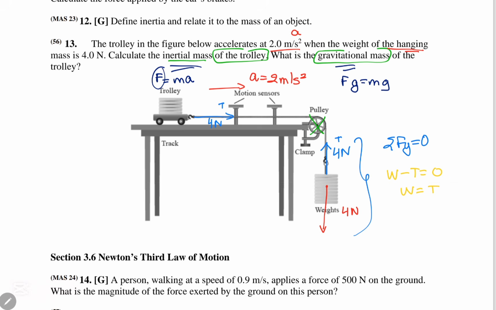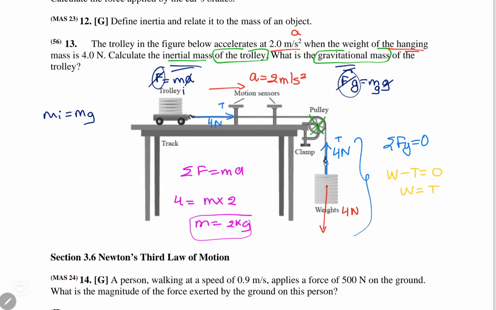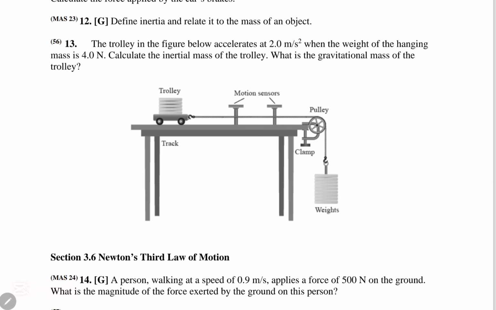So basically, F equals ma is the same as Fg equals mg, and let's say this is mass inertial and this is mass gravitational, right? And since all objects fall with the same acceleration if we ignore air resistance, then this and this cancel. The forces are the same, so thus we get that the inertial mass is equal to the gravitational mass. So let us first of all find either mass, and we will get the answer. So sigma F is equal to ma. So 4 is equal to the mass times the acceleration, which is 2, so the mass is going to be equal to 2 kg. So both the gravitational and inertial mass of the trolley are equal to 2 kg. Okay, that's it for question 13.